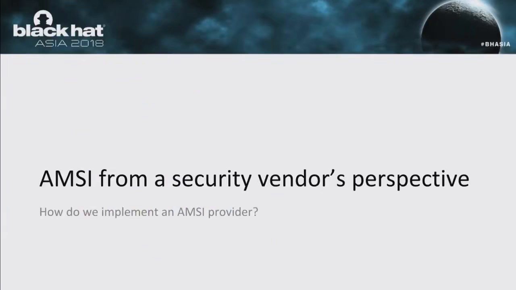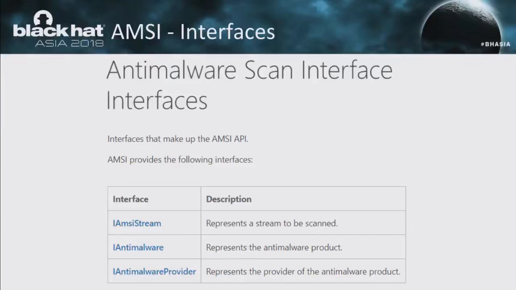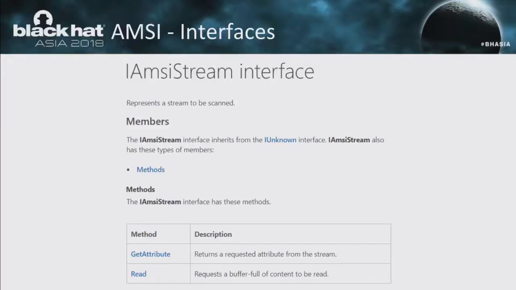Now that we know how AMSI works from a developer's perspective, and we saw how it was integrated into PowerShell in its source code, we can take a look at how AMSI looks from a security provider's perspective. What we have here is three main interfaces: the AMSI stream, the anti-malware, and the anti-malware provider. Now, the AMSI stream is a very simple concept. It's a wrapper around an object that needs to be scanned. So whenever we request a scan, our scanner will receive an AMSI stream object on which it can perform the scanning.